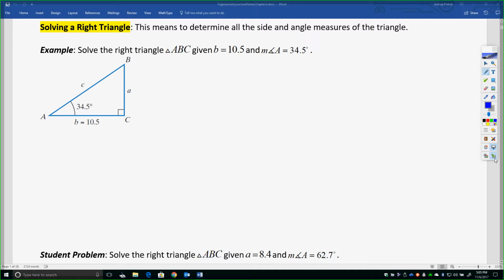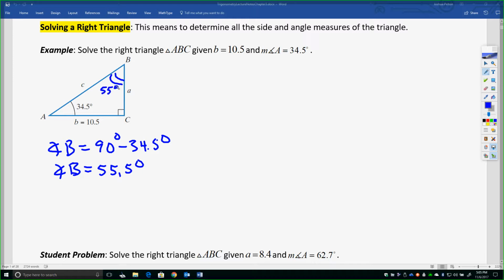Okay, so first off, we can find the angle. So the two angles, other than the right angle, add up to 90 degrees because the total is 180. So angle B must be 90 minus 34.5 degrees. Thus, angle B would be 55.5 degrees. At that point, you can use either angle to find the remaining side lengths using the ratios of SOHCAHTOA.